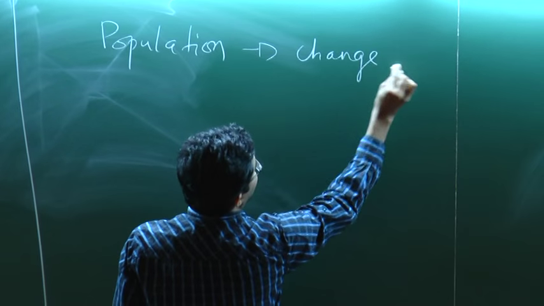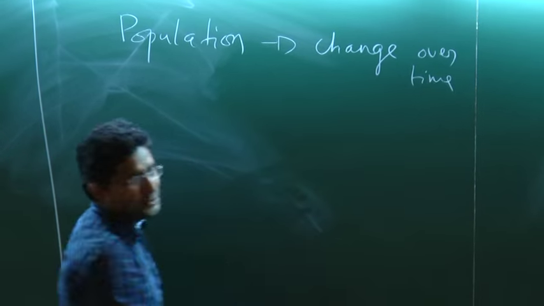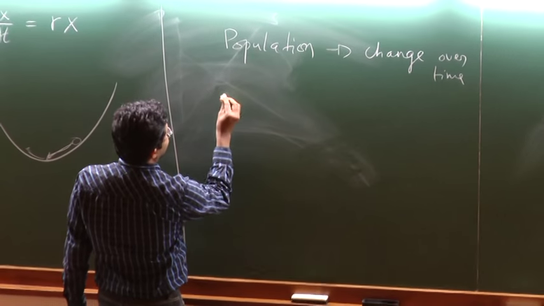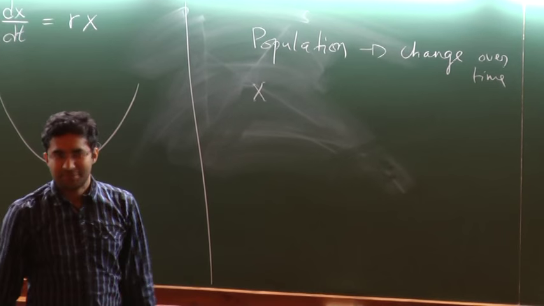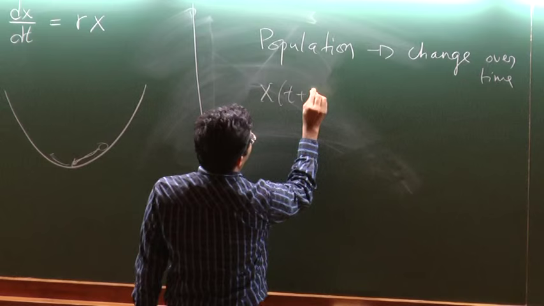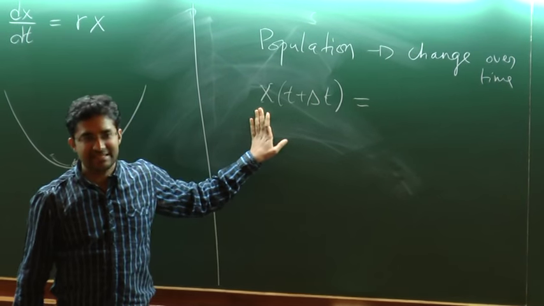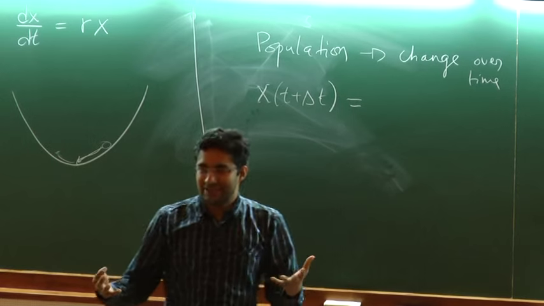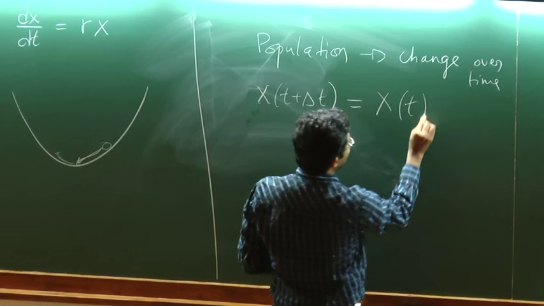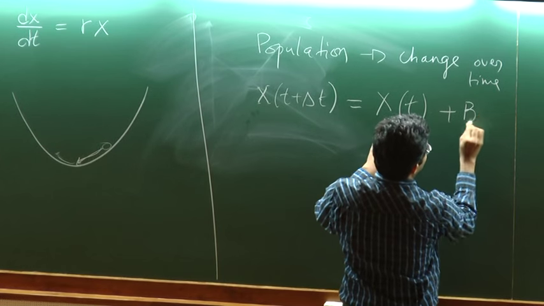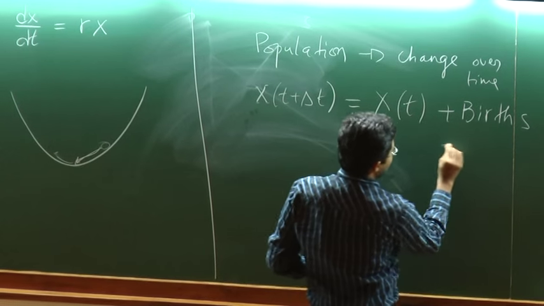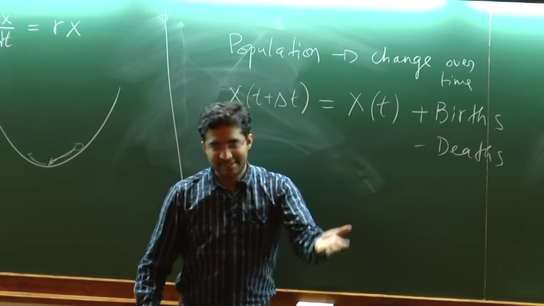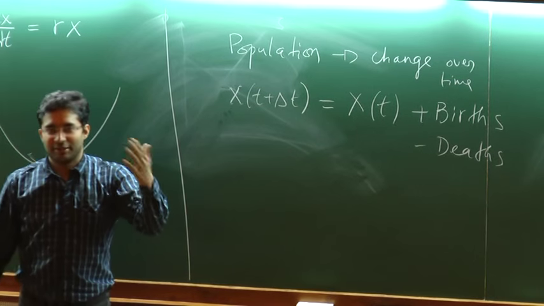Now, why do populations change over time? Well, they change because some individuals die, some individuals give birth to new individuals, right? So let us write that X is the population of some species. And if I want to know the population of this species in the next time step, given what I have today, what simple equation connects them would be something like this. There are a number of individuals today, and there are going to be some number of births, right? And there are going to be some number of deaths. So births will increase the population and deaths will decrease the population, right? So the simple equation captures how population should change over time.